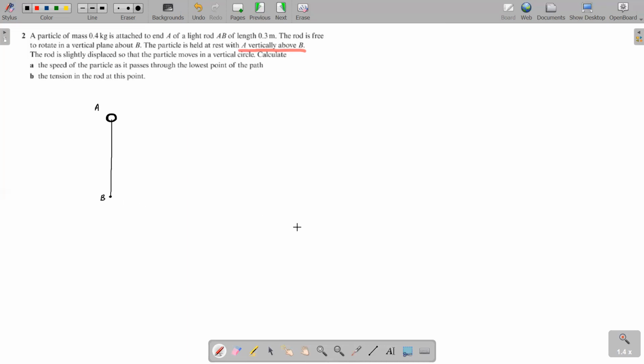You're slightly displacing it, so let's say we displace it to this side. Since it's a rod and not a string, it's not going to collapse. It will keep this radius and move in a circular path. Agreed? It will keep the radius and move in a circular path, and then it will come directly down. We are concerned about the point when it comes directly down.